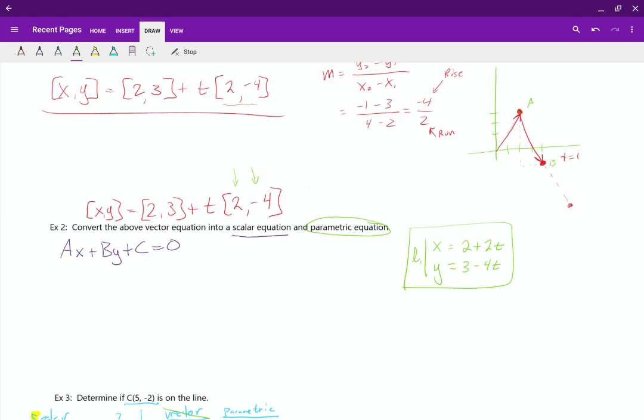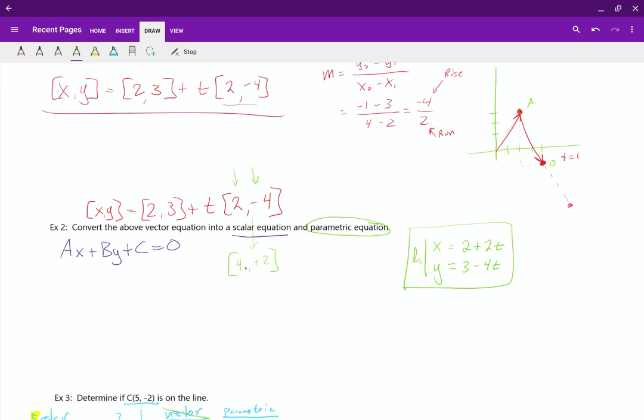Well, I'll tell you, in order to get something that's perpendicular to this vector, I just need to create a 4, 2 vector, right? Because now if I dot this vector and this vector, I'm going to get a 0. Because look, what's 2 times 4? 8. What's negative 4 times 2? It's negative 8. What's the sum of 8 and negative 8? 0. And so, therefore, the dot product of this and this is 0. Therefore, this and this are perpendicular. And therefore, that's the slope.